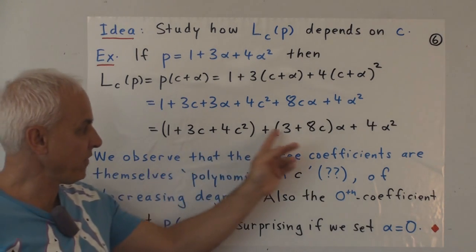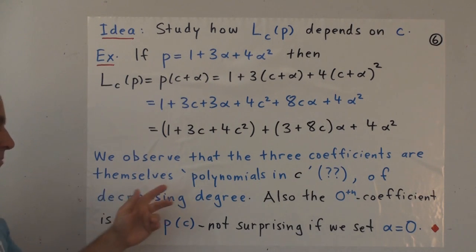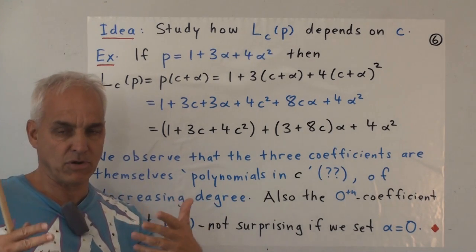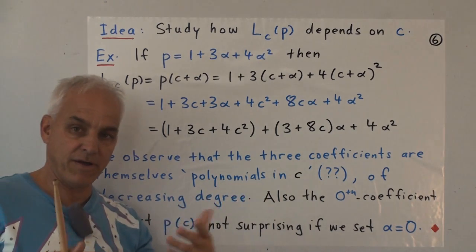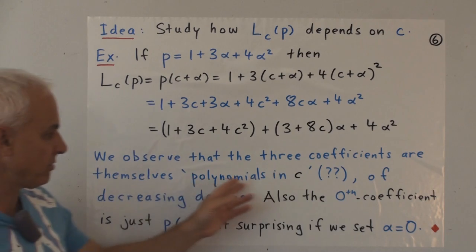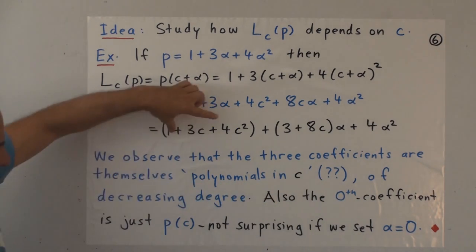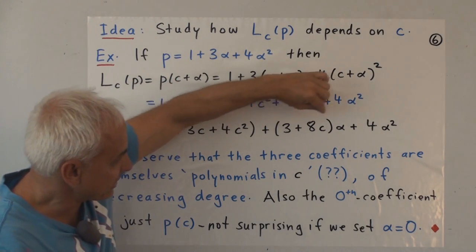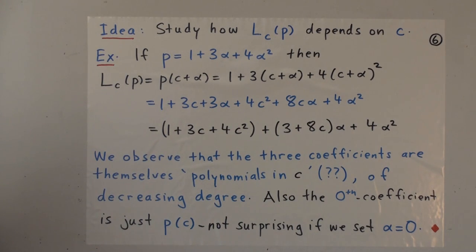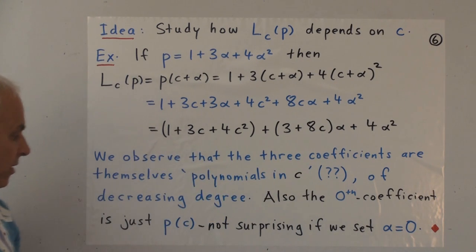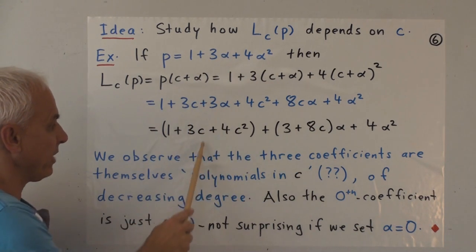So we observe that the 3 coefficients that we're getting here are themselves polynomials in c, whatever that kind of means. They're like polynumbers, except that instead of having alpha or beta, there's a variable c floating around. Not quite sure what that means. We observe that the degrees of these things are decreasing. This is of degree 2 in c. This is of degree 1 in c. This is of degree 0 in c. And also, important to observe that this first one, the 0th coefficient here, is just p of c. It's just the original polynomial with alpha replaced with c.